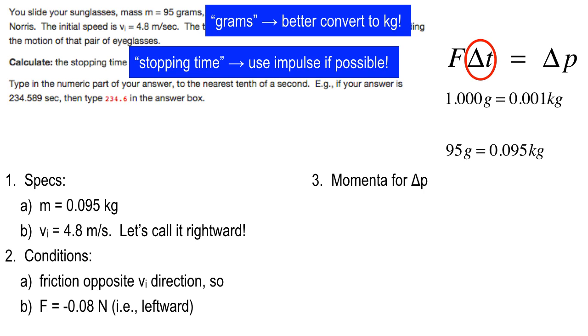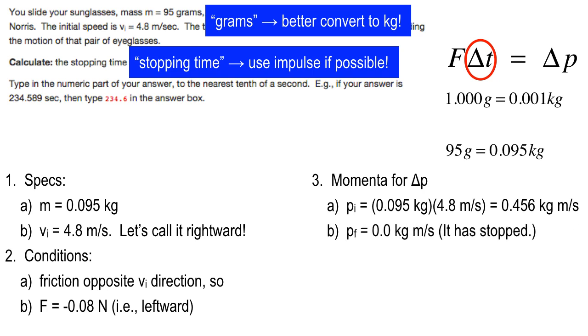All right, momenta. Let's start putting it together. I'm just going to go step by step and put it all together. This is kind of my list of information from the problem itself. All right, let's start applying that information. Let's get the momentum states. All right, initial momentum, 0.095 kilograms times 4.8 meters per second. And that works out to 0.456 kilogram meter per second.